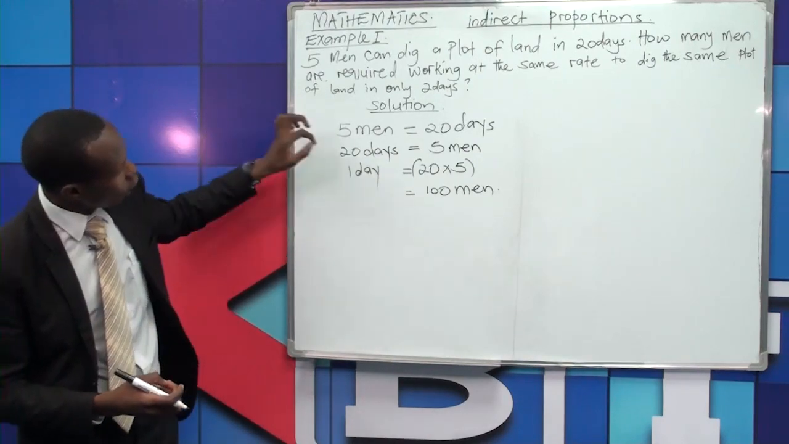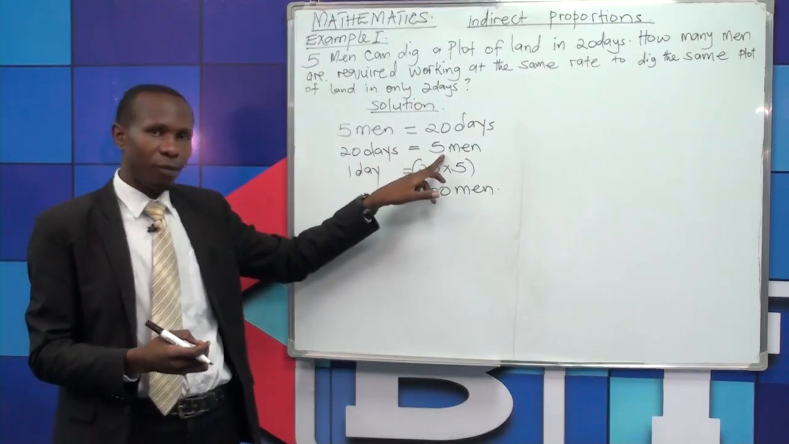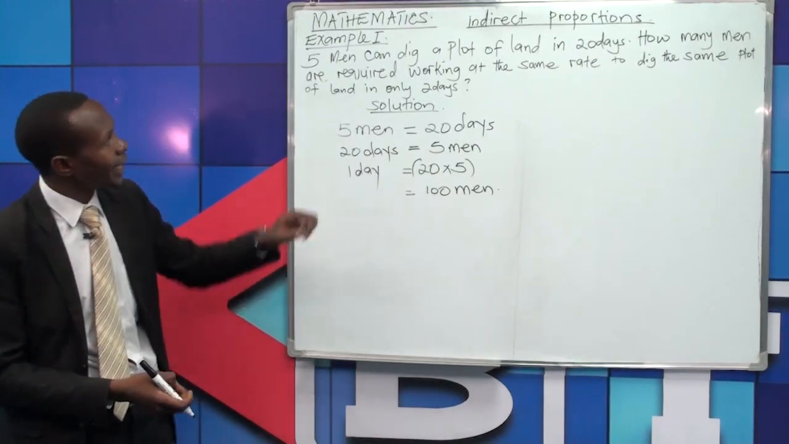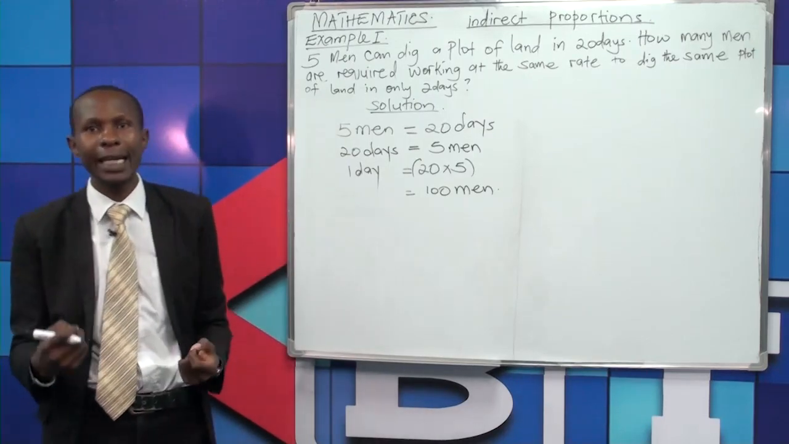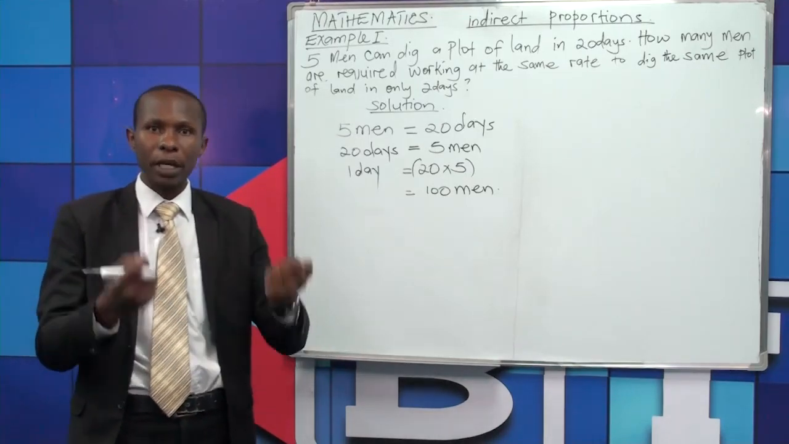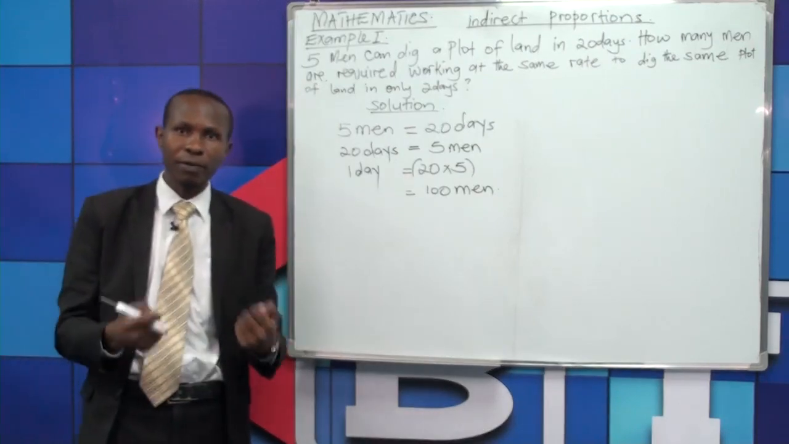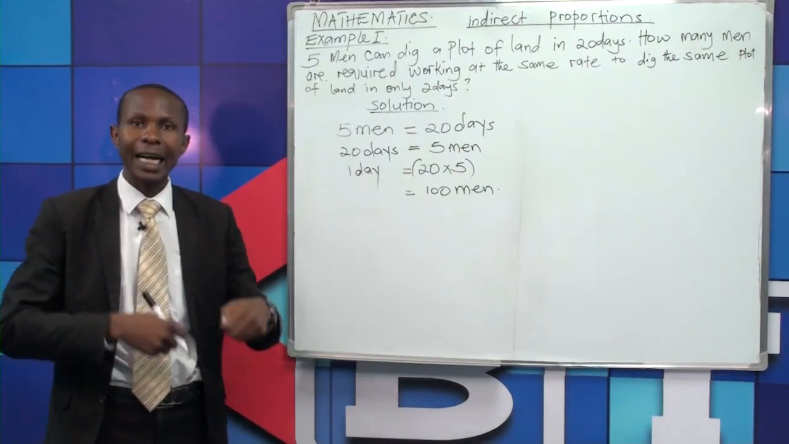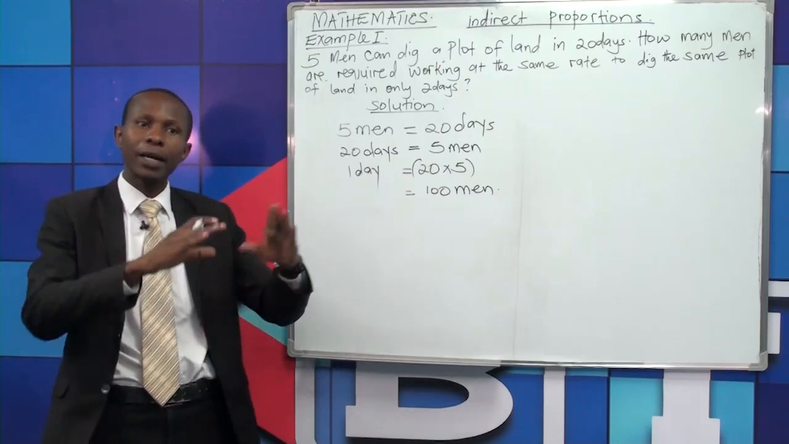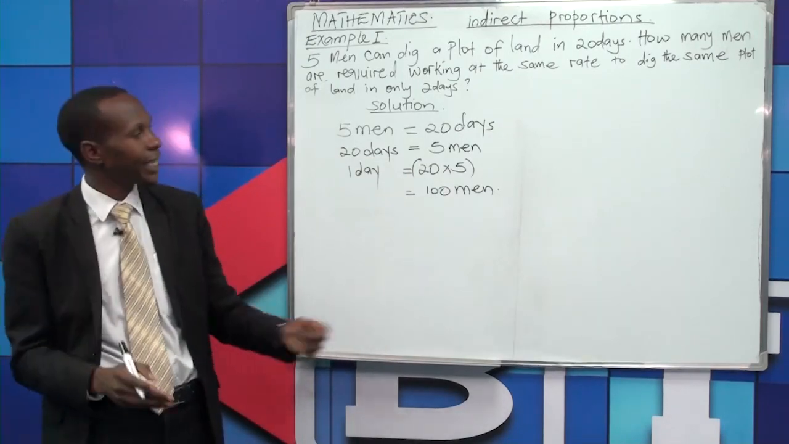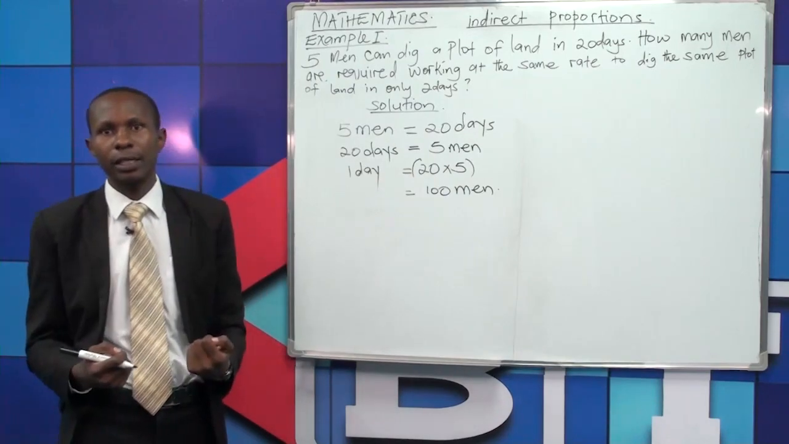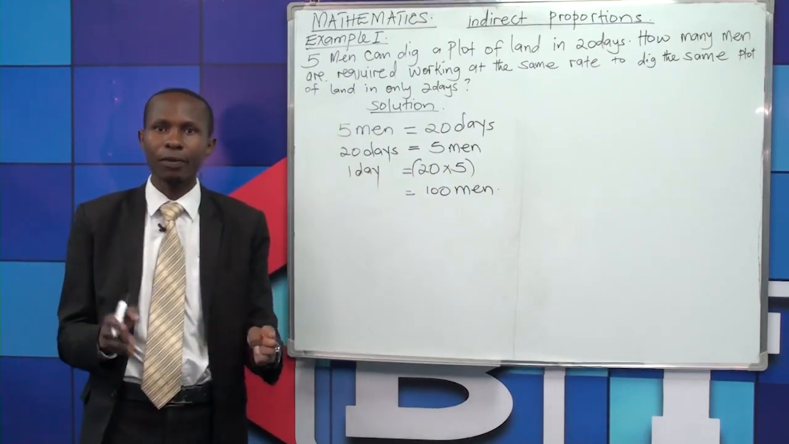Okay? Now, in 20 days, we have realized that 5 men are required to cultivate that plot of land. So for us to find the number of men that can cultivate the same plot, we shall first need to find out the number of people who are working at the same pace, putting in the same efforts, working at the same time, that can cultivate and finish that land in one day. And we have come to realize that for us to get the number of people who can dig that piece of land in one day, they are supposed to be 100 men. And those 100 men should be putting in the same effort before they can complete that plot of land in one day.